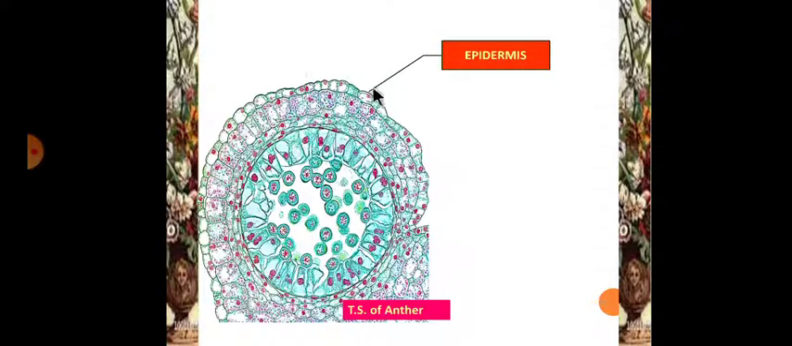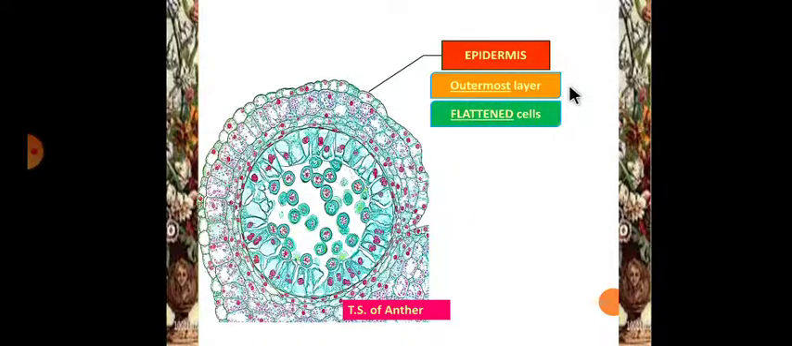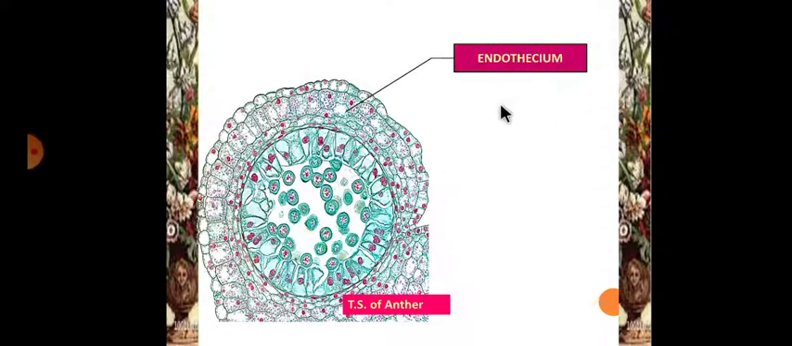So the outermost layer of the anther is called the epidermis. Epidermis is the outermost single layer of cells. It is made up of a single layer of flattened cells which provide protection. Coming to the second layer, as you can see, this is the second layer, and that is called the endothecium. It is a part present below the epidermis. See, this was the epidermis and now this layer we are showing. So this is called the endothecium.